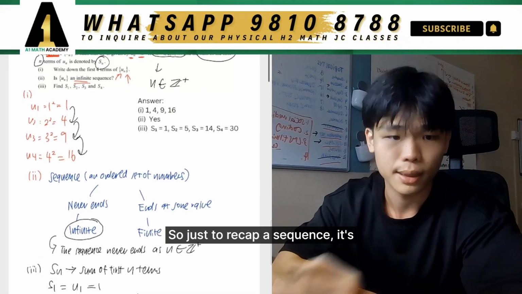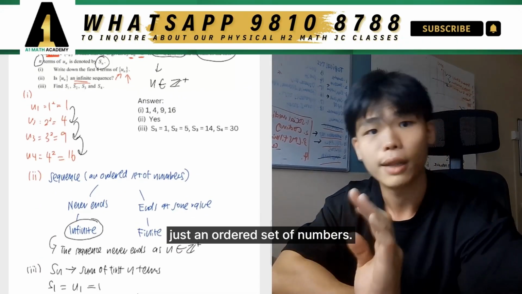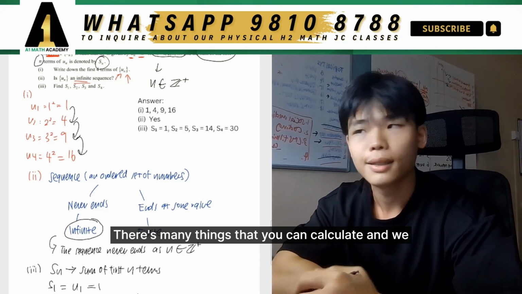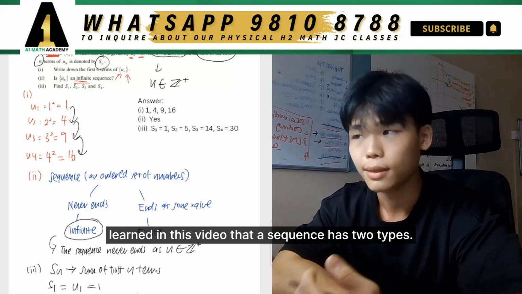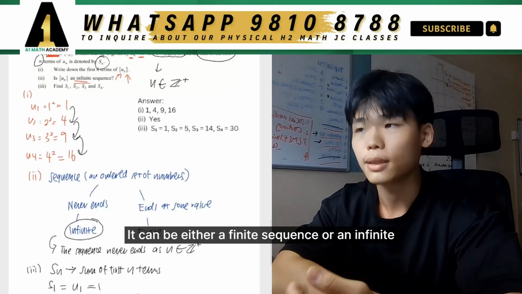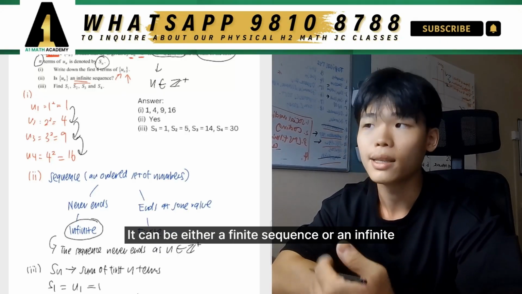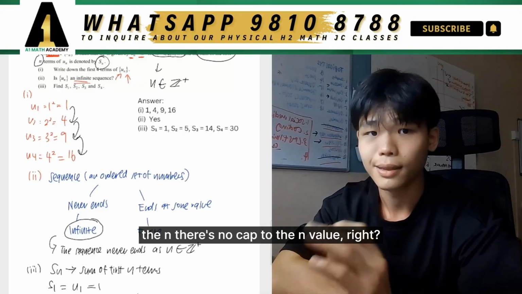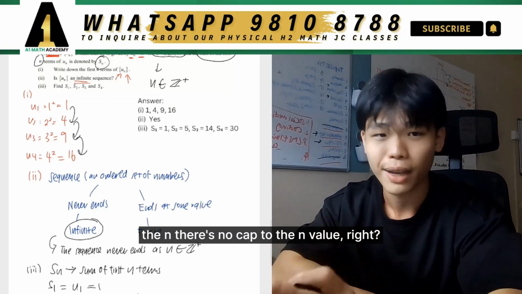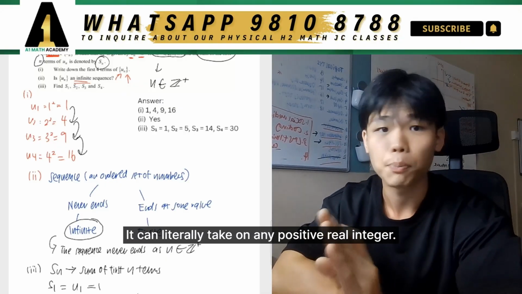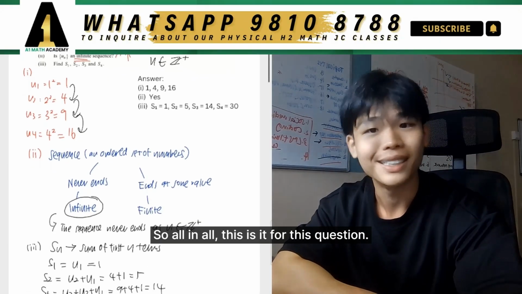Okay, so just to recap, a sequence is just an ordered set of numbers. When you have an ordered set of numbers, there are many things that you can calculate. And we learned in this video that a sequence has 2 types. It can be either a finite sequence or an infinite sequence, where it never ends because there's no cap to the n value. It can literally take on any positive integer. So all in all, this is it for this question.